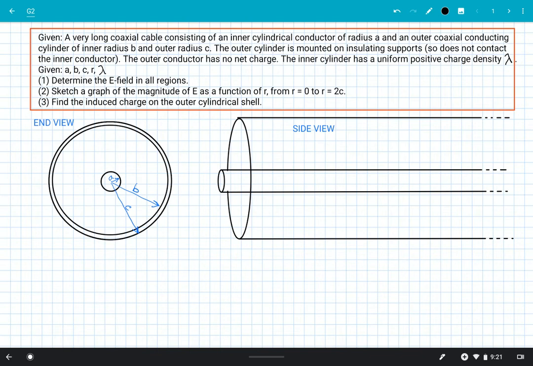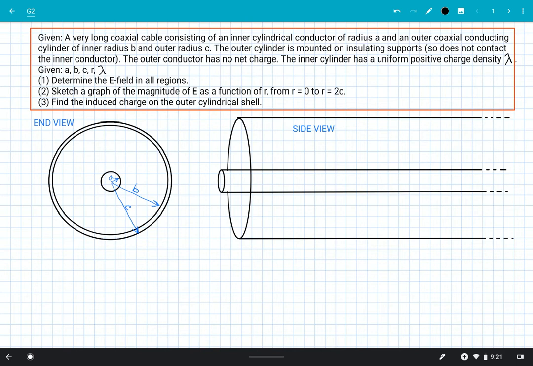So give yourself some time to take this problem in. It's also written and posted in Canvas, so look at it there. And then it's written down here. So you might want to pause the video and check it out.